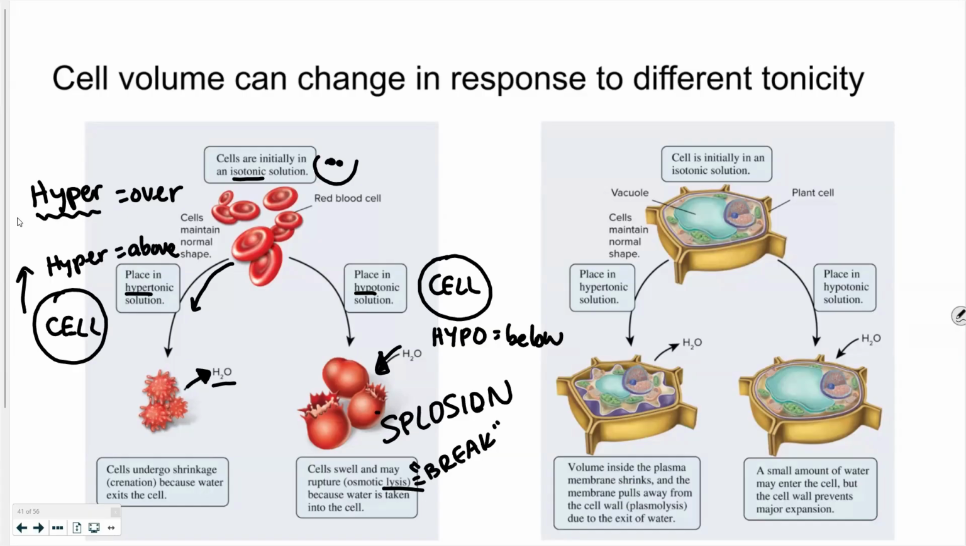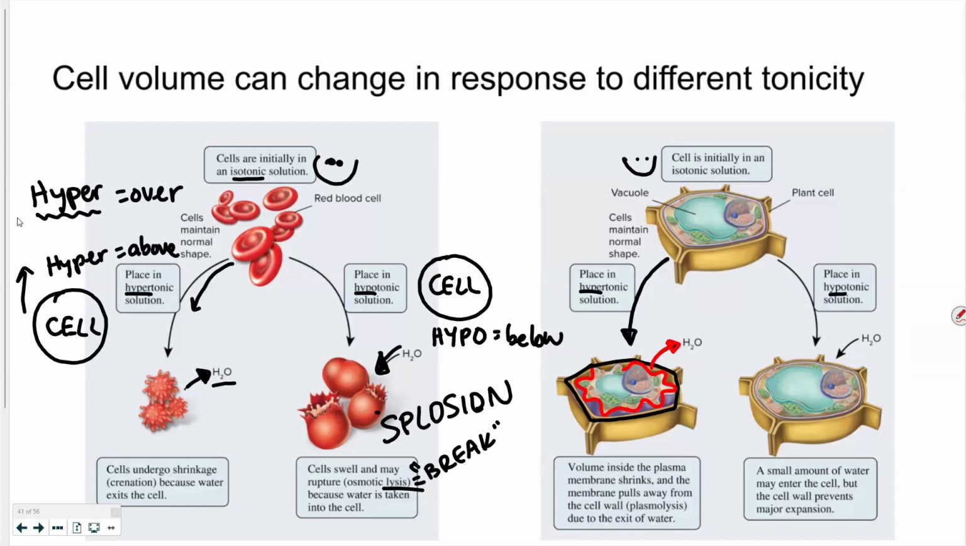That's for animal cells. If you're a plant cell, right, your isotonic solution's still going to be happy. You place a plant cell in a hypertonic solution. We're going to see the cell wall, the rigid cell wall, is going to stay the same, but the plasma membrane is going to shrink and pull away from that cell wall as we see the water molecules leaving the cell.